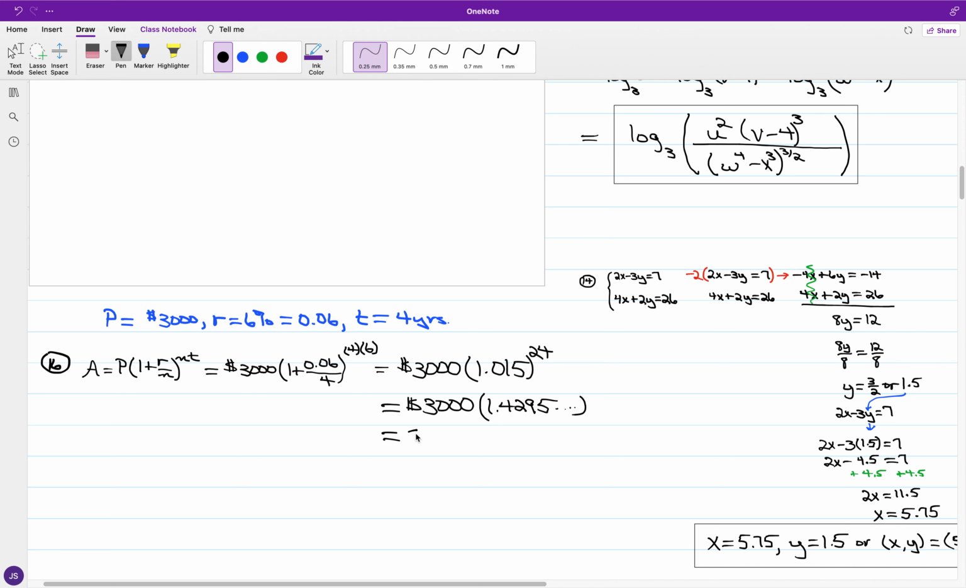And with quarterly compounding for this time span, starting out with $3,000, we have the future value right at $4288.51.